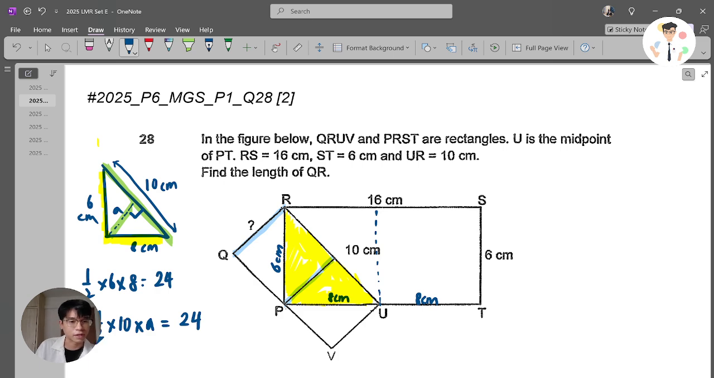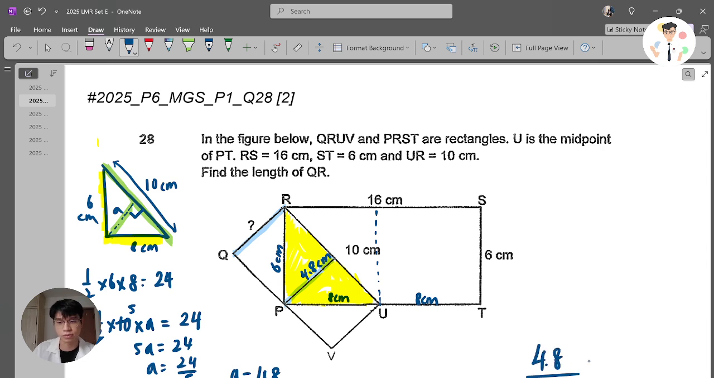And you can just find out 5A is equal to 24. So A is actually 24 divided by 5. And if you press on your calculator, you should get A is actually equal to 4.8. Yes, and that basically means that this line actually is 4.8 cm. Yes, and you are done for this question. Kind of interesting, and I think this is quite a nice question also.